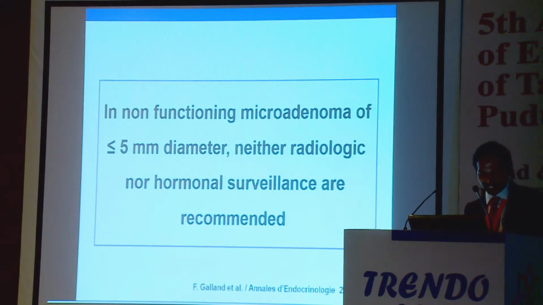This is the most important thing. Actually, there is a distinction. There are two main guidelines which I have referred to: one is the Endocrine Society guidelines, which came up in 2011, and the other is the 2015 French Endocrine Society consensus guidelines on pituitary incidentalomas.